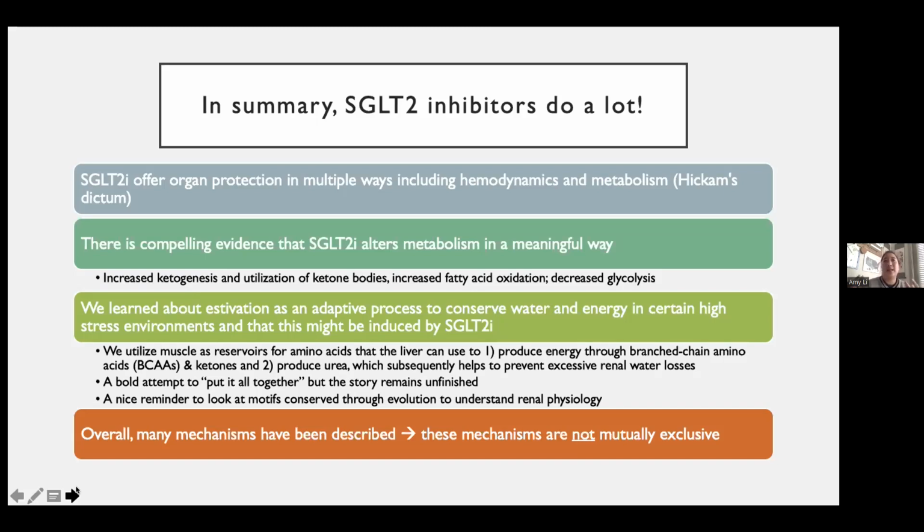But bottom line is that even though there's all these little mechanisms, all these little things that SGLT2 inhibitors do, there's so many things that have been described. I don't think, this is me just talking, I don't think these mechanisms are mutually exclusive. Like I think at some level, these things are all related.